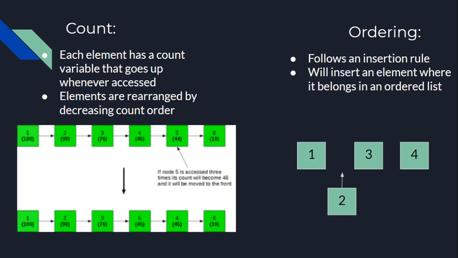It is the only one to have a rule establish an insertion rather than access or search. Whenever an element is to be inserted into a self-organizing list with this method, it will be inserted in the most appropriate spot based on established rules. For example, inserting a value 2 fits perfectly between the values 1 and 3 in this example.